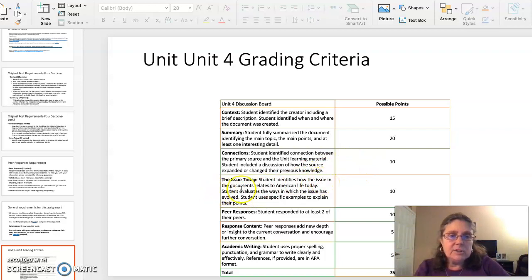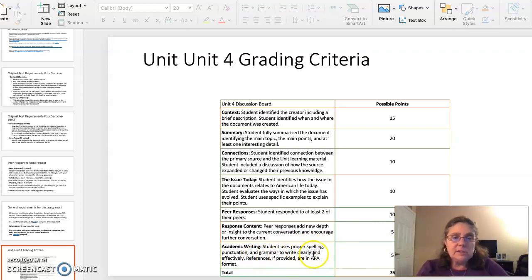Student identifies how the issue in the documents relates to American life today. Student evaluates the ways in which the issue has evolved. Student uses specific examples displaying their points. My comments, how many points out of 10? Peer responses: you respond to each of your classmates by June 16th and your responses are 100 words in length. You will get the 10 points. Okay, easy. Peer response content: peer responses add new depth or insight into the current conversation, and encourage further conversation. I feel encourages further conversation is pretty key. My comments, how many points out of 5?